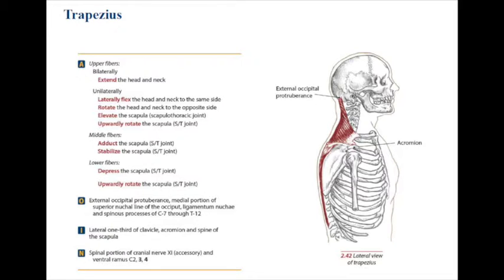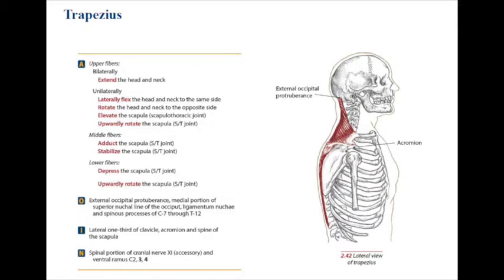Trapezius. Origin: external occipital protuberance, medial portion of the superior nuchal line of the occiput, ligamentum nuchae and spinous processes of C7 through to T12. Inserts into the lateral 1/3 of the clavicle, acromion and spine of the scapula.